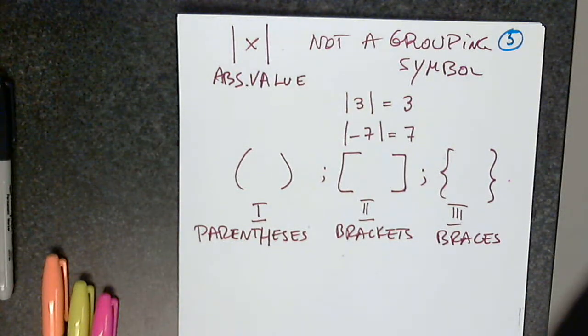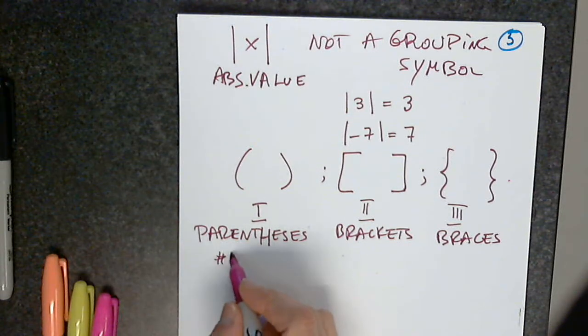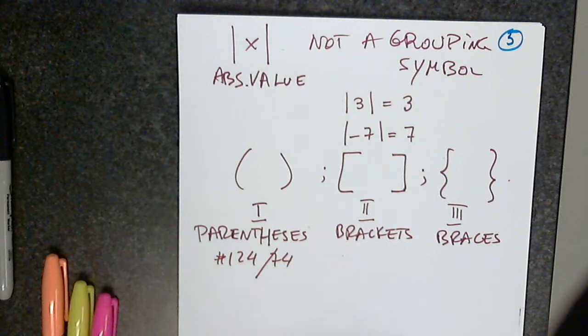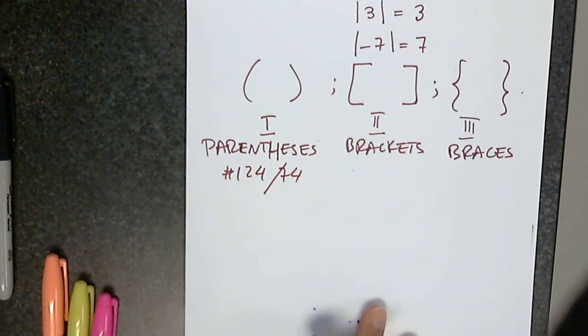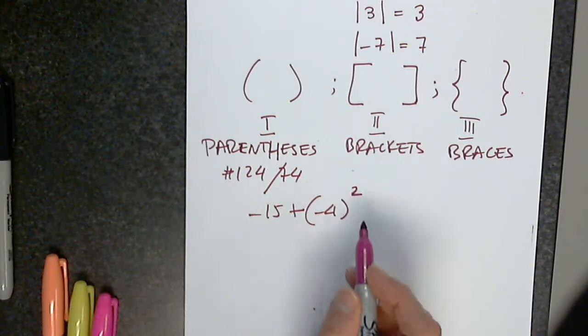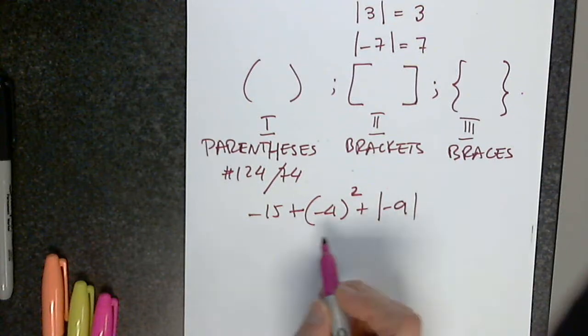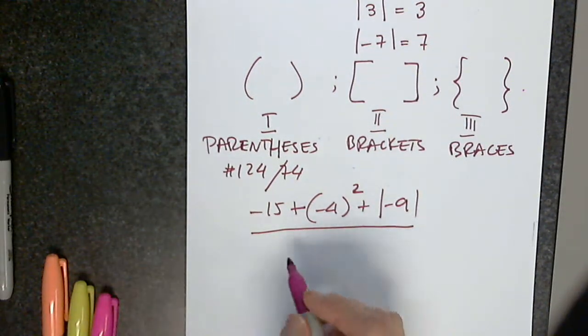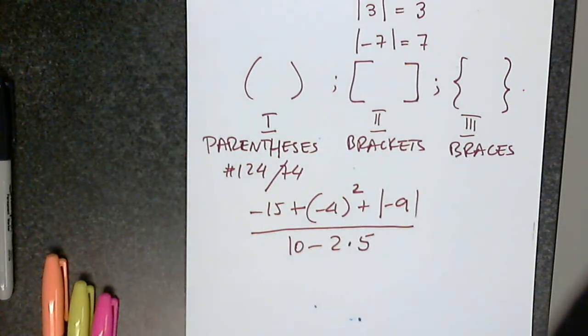So I'm on page 74. There are no examples with brackets or braces here, but I will give you an example since I mentioned them. So let's look at problem 124 on page 74. -15 plus -4 squared plus the absolute value of -9, everything over 10 minus 2 times 5.